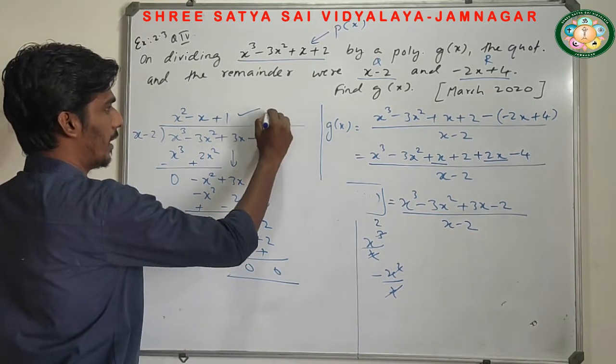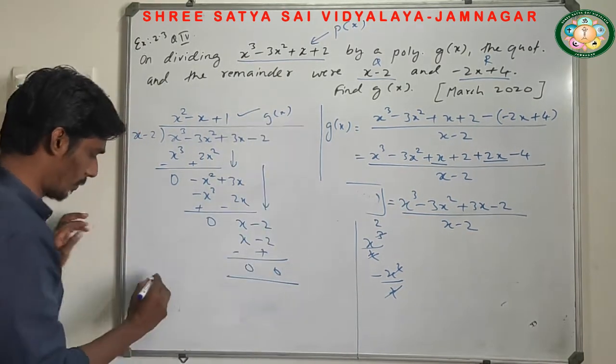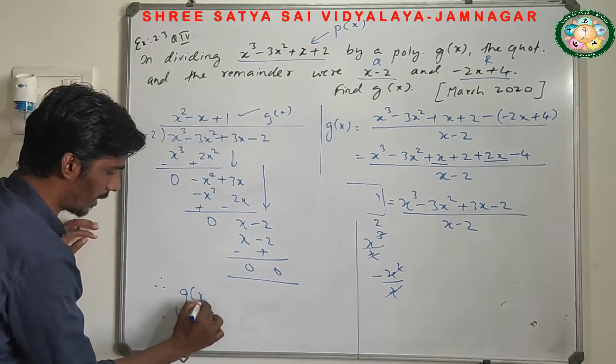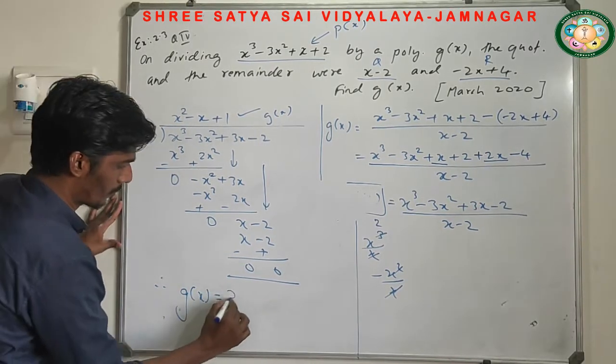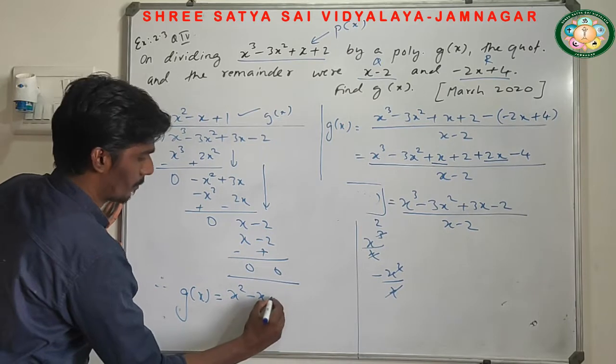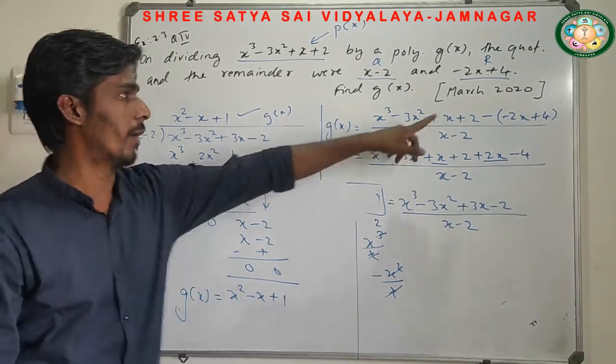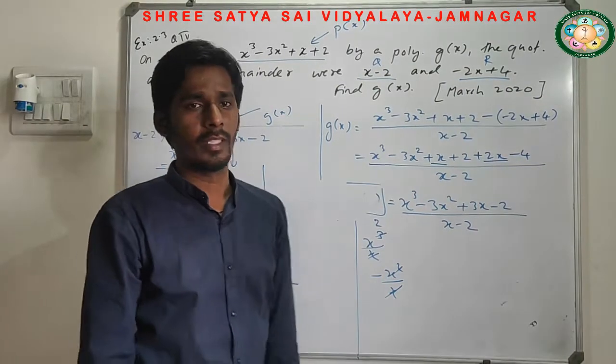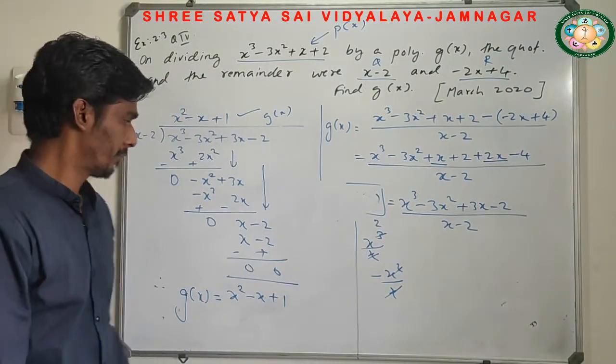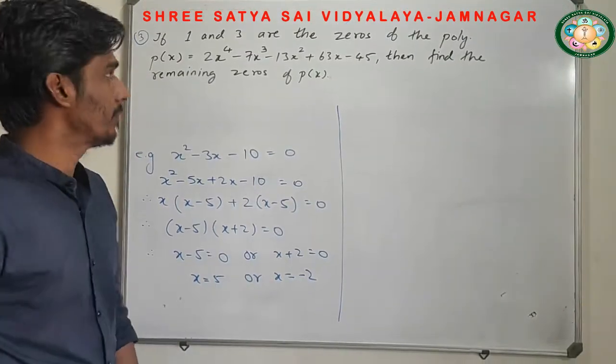So this is our g of x. We can write, therefore, g of x equals x square minus x plus 1. This sum was there in March 2020 this year as a 3-mark question. Let's take one more example.